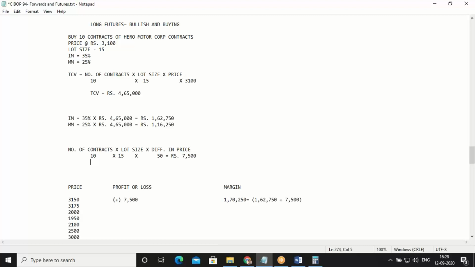Profit. Of course. Okay, now here's an important question. How much? So 10 into 15 into what? Should be 25. Price? 25, sir. 25. So 25, because the earlier profit was booked on the previous day only. Okay.